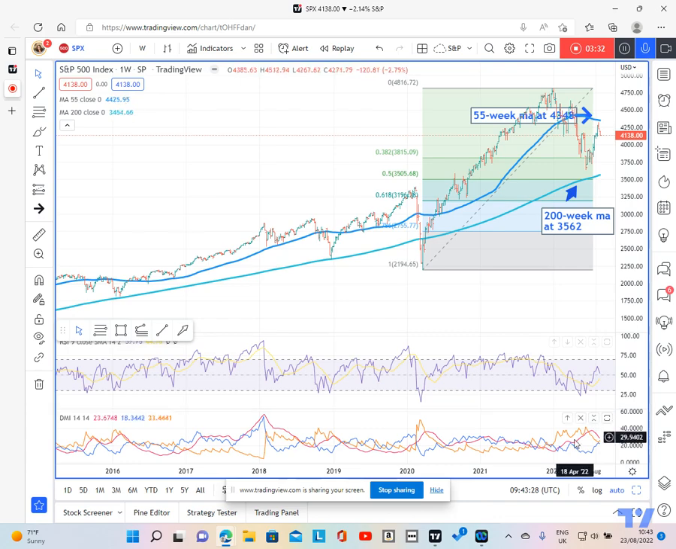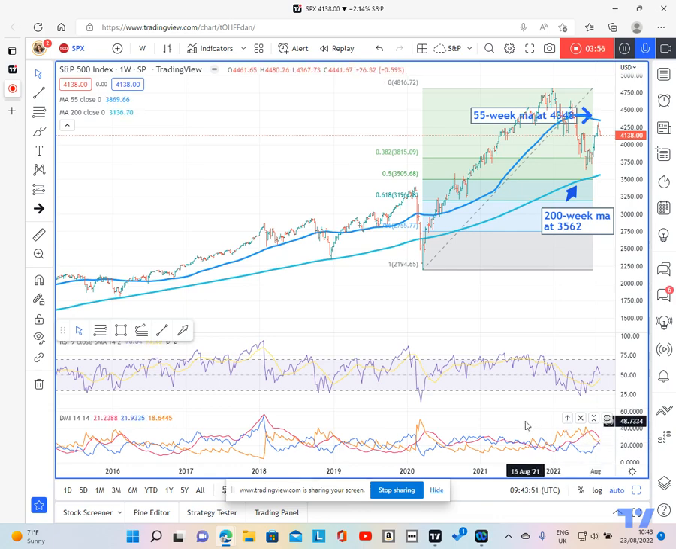Now, please look down at the weekly DMI here. We've gone down and tested and found support at the blue line here, and the orange line is starting to turn up. Why is that important? It's because it's the minus DI line, and we suspect it is offering an additional sell signal on this chart.